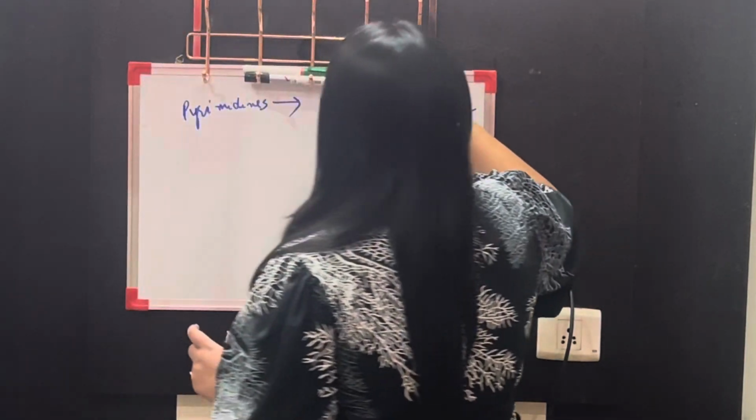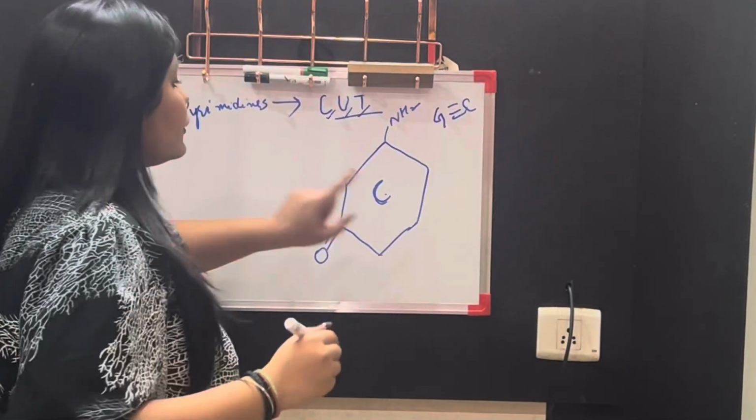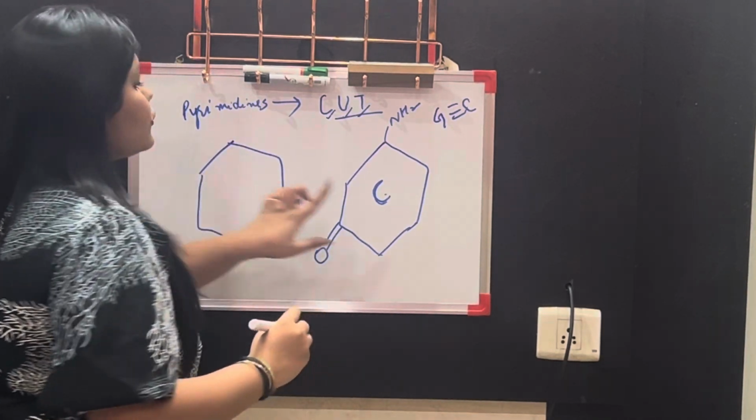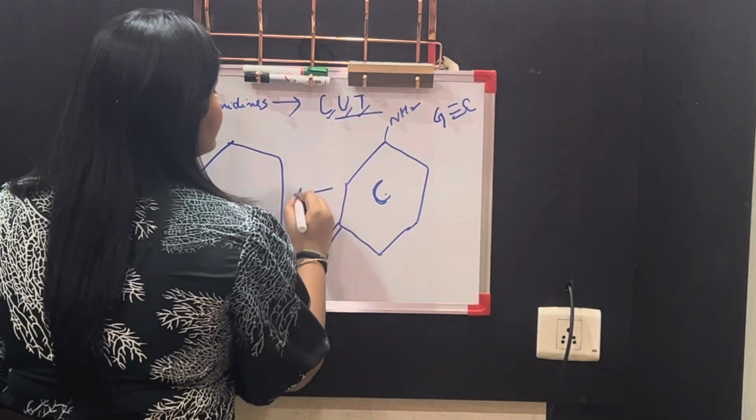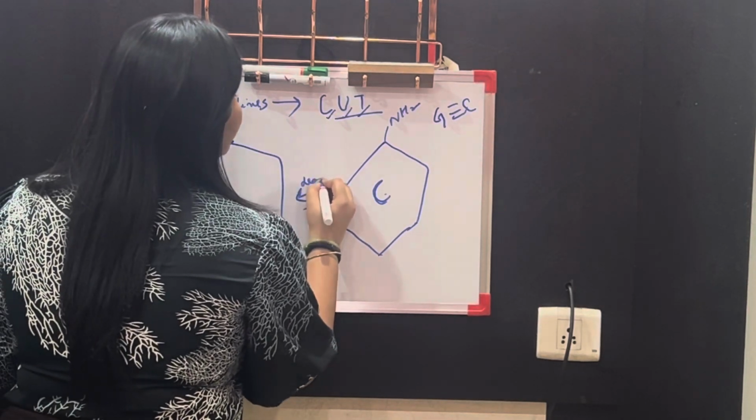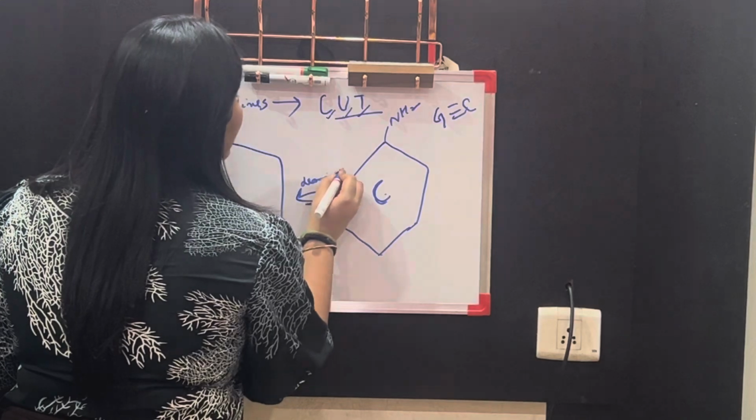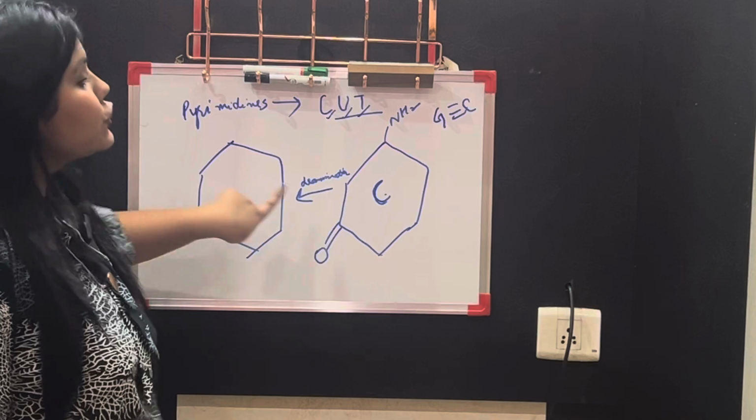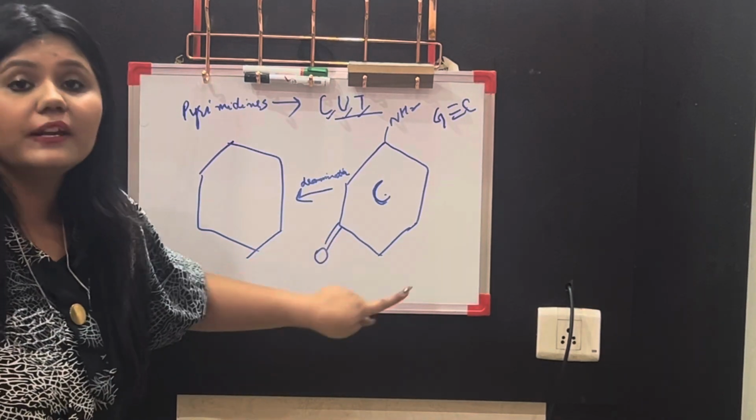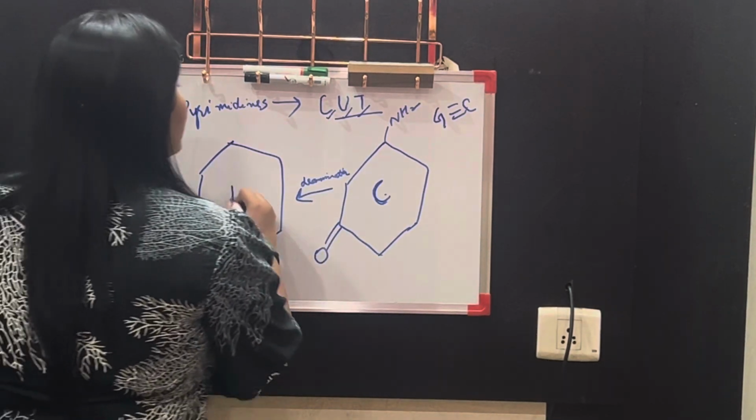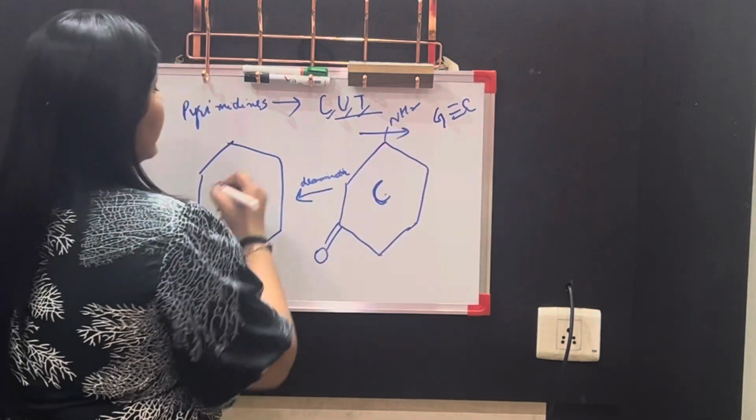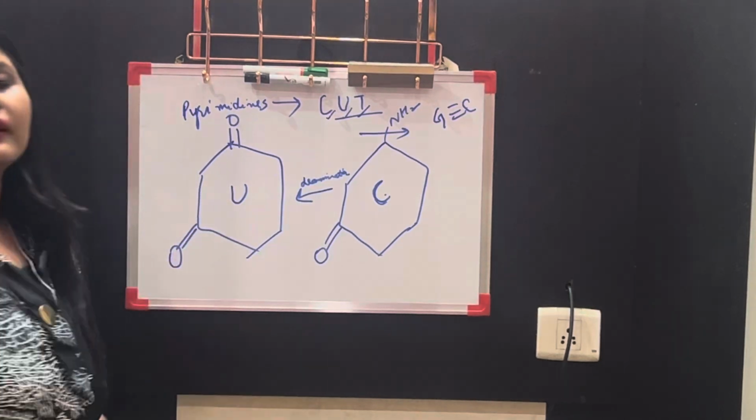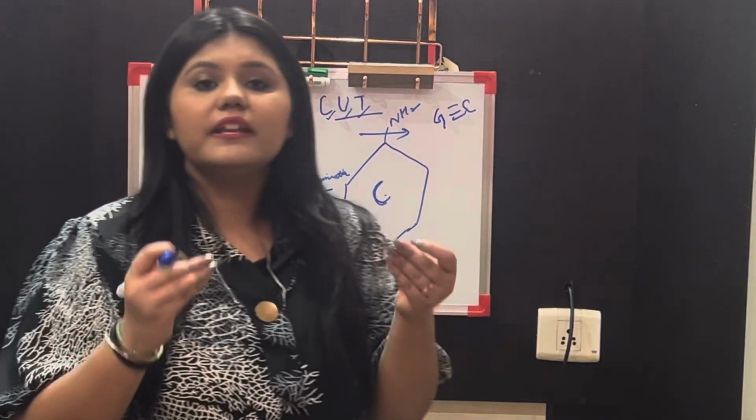Now we are going to draw the structure of uracil. Uracil is formed by the deamination. Very, very important question from your exam point of view, that the deamination of cytosine yields uracil. The deamination of cytosine yields uracil. So you remove this amino group from here and put the oxygen atom. So this will form the uracil. Very, very easy to learn.